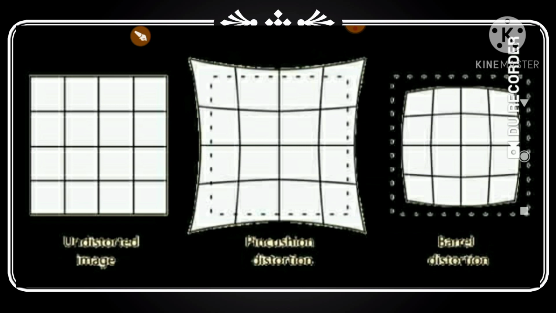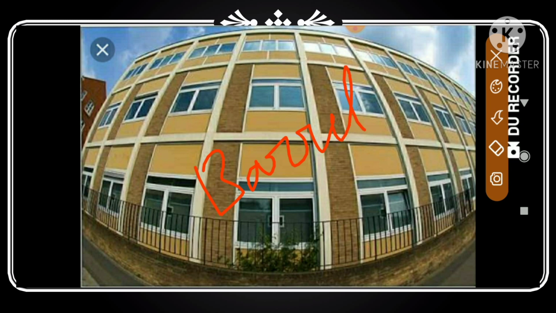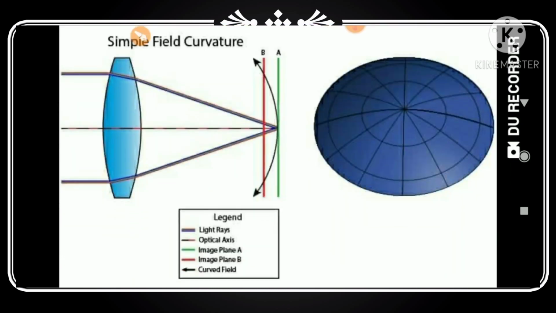I will show you an image of this barrel distortion. This one is the barrel distortion. By using a camera containing a defective lens, we get an image like this. This is barrel distortion. Then the last image is the field curvature.